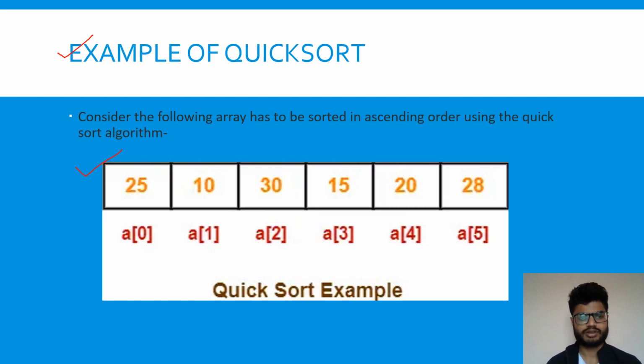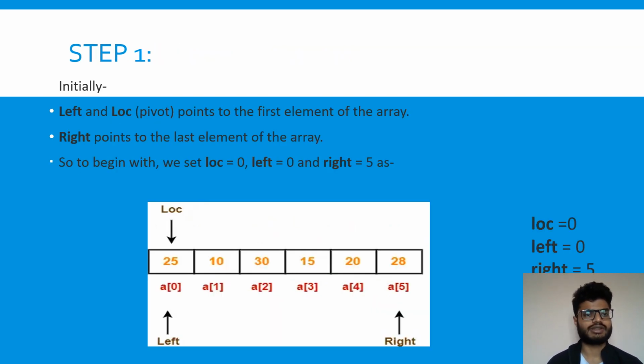We will arrange this in ascending order using the quicksort algorithm. Initially we will consider left, right and loc. Loc is nothing but the pivot I told you before, and it points to the first element of the array, this 25. A of 0 will be considered as the location, and left. A0, A1, A2, A3 are nothing but the index values of the array. It gives an address showing that the element is present at this particular location in the array. Right points to the last element of the array.